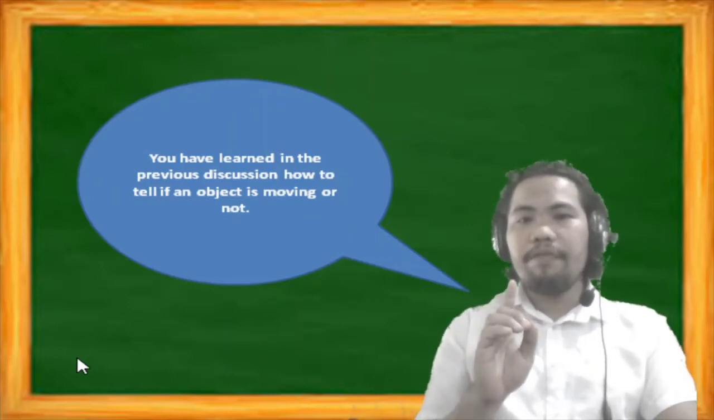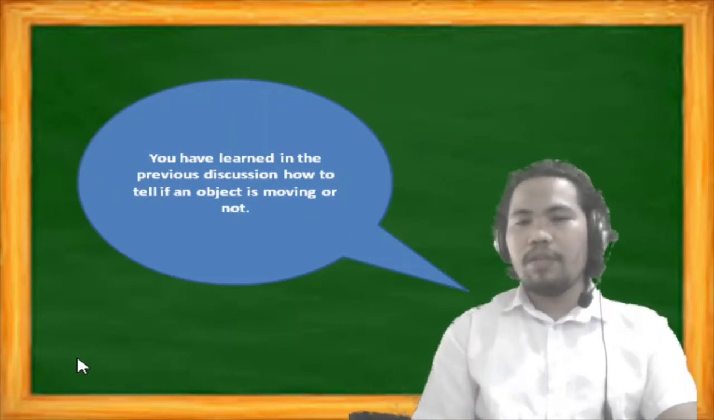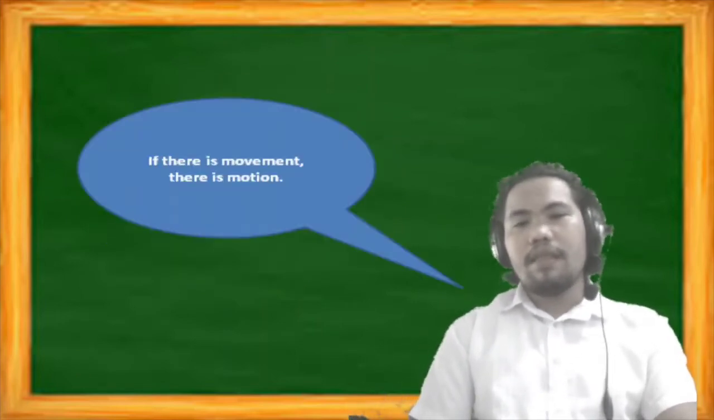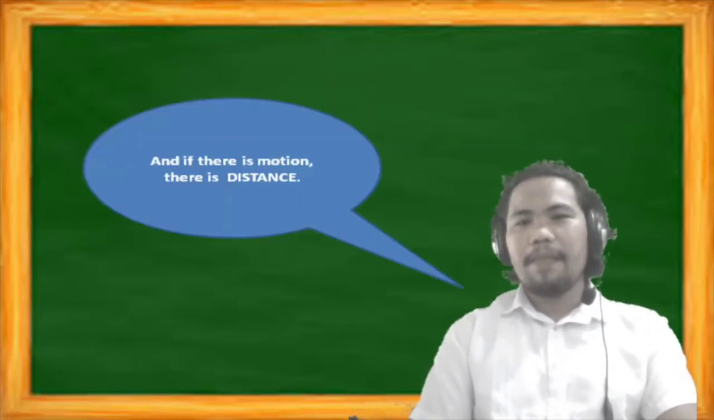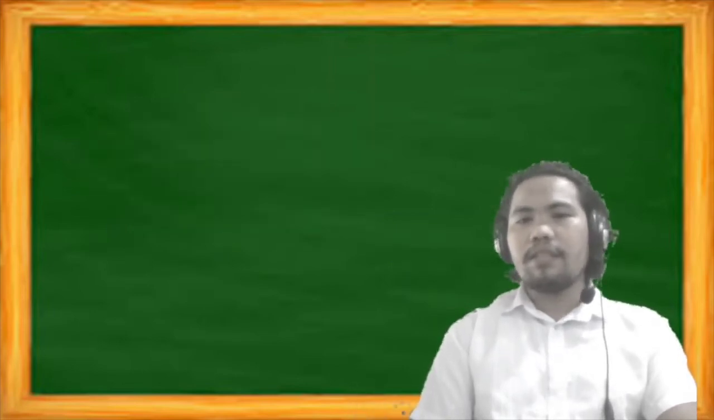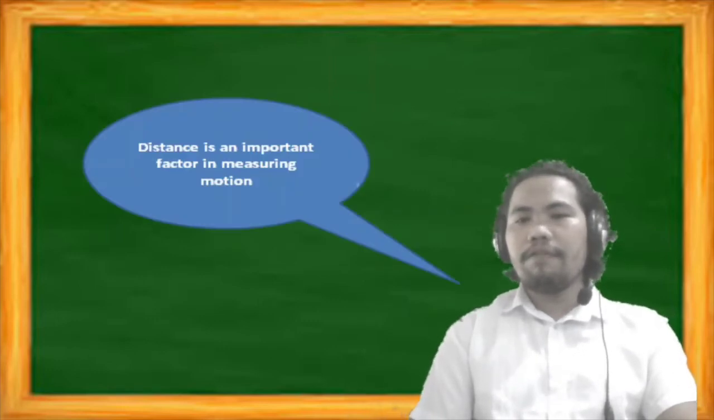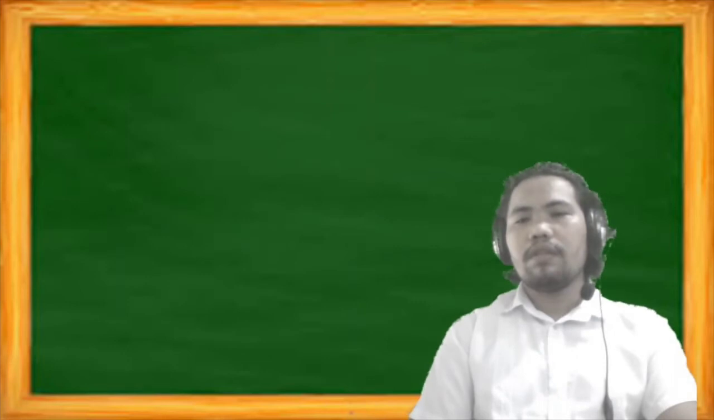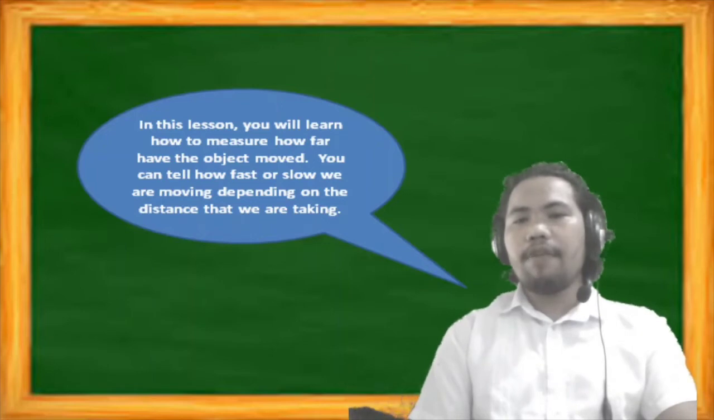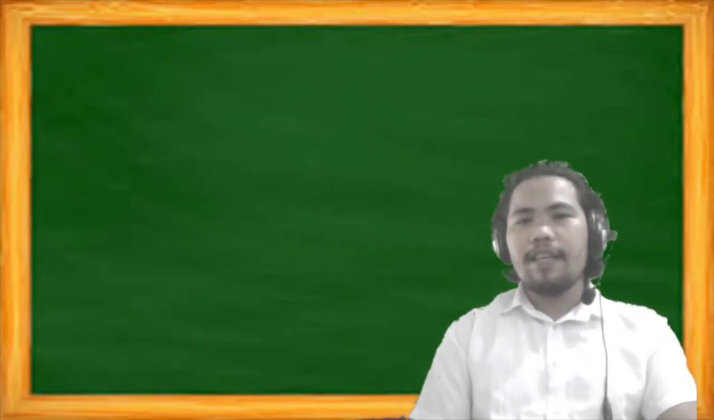You have learned in the previous discussion how to tell if an object is moving or not. If there is movement, there is motion. And if there is motion or change of object's position, then definitely there is distance. Distance is an important factor in measuring motion. In this lesson, you will learn how to measure how far the object has moved. You can tell how fast or slow we are moving depending on the distance that we are taking.